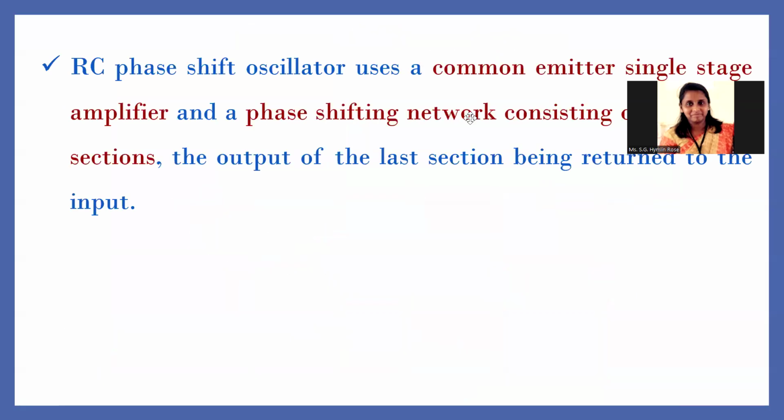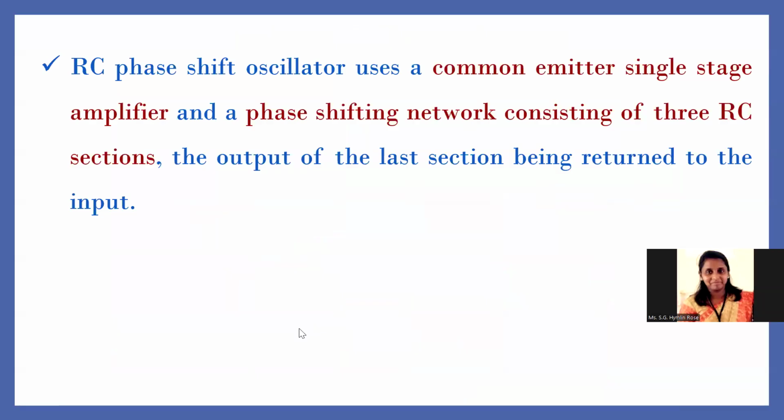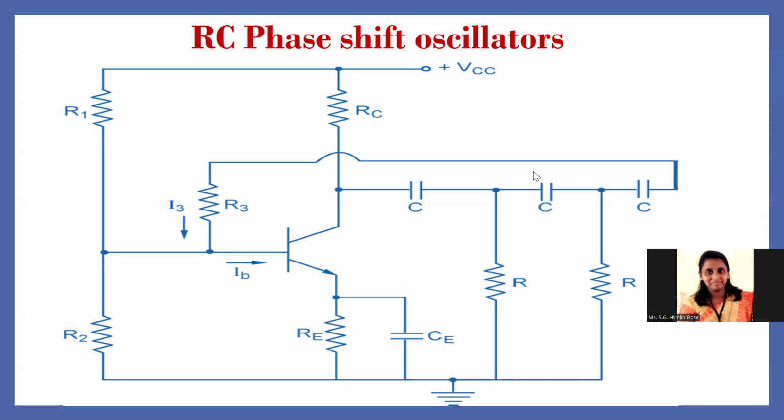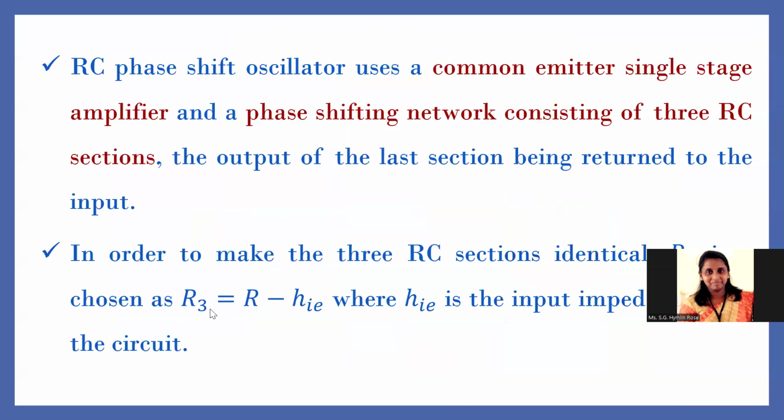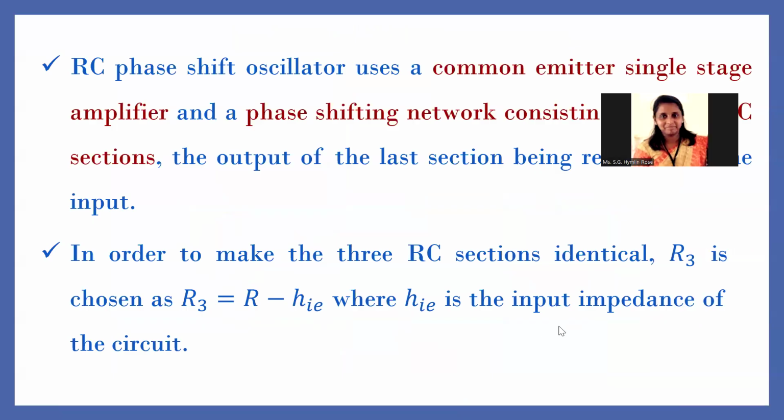The RC phase shift oscillator uses a common emitter single stage amplifier for phase shifting and a phase shift network consisting of three RC sections. The output of the last section must be returned to the input. The output of the last section, that is C, is given as feedback to the input through a resistance R3. With the input impedance HIE, it should be mentioned as R3 equal to R minus HIE, where HIE is the input impedance of the circuit. The same consideration applies while choosing the R3 value.